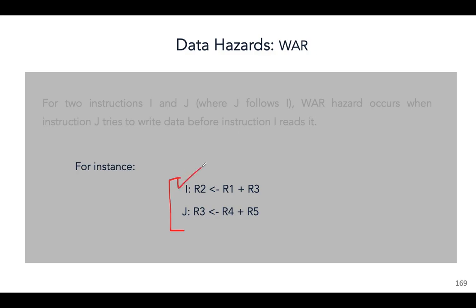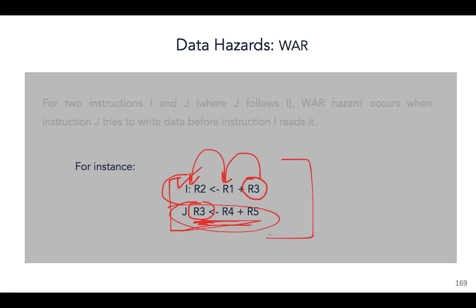This is supposed to go first. That means whatever value was in R3, maybe from some previous computation, is what's supposed to be added to R1, and that's what's supposed to move to R2. This writing of R3 is supposed to take place later, right? So maybe there was a previous value of R3 and that is the one we were supposed to add. But if J tries to perform its operation before I can complete it, then that means R3 will have a wrong value. It will have a value that we do not want. Right? We don't want this value of R3. We wanted some other value from some previous computation. So this is where a WAR hazard occurs.